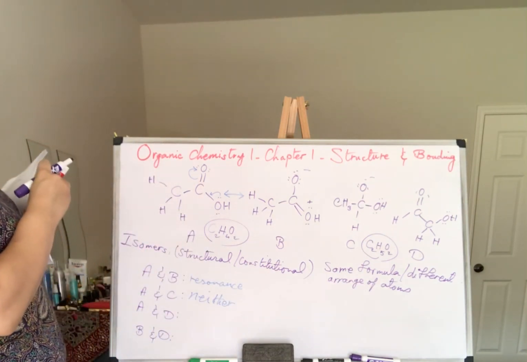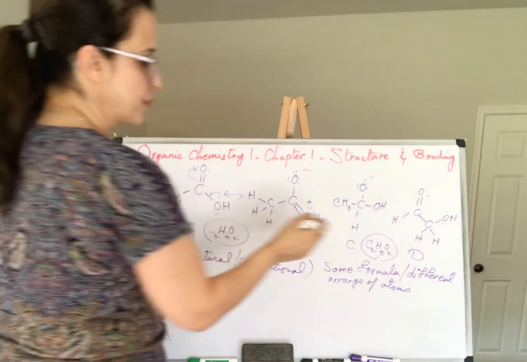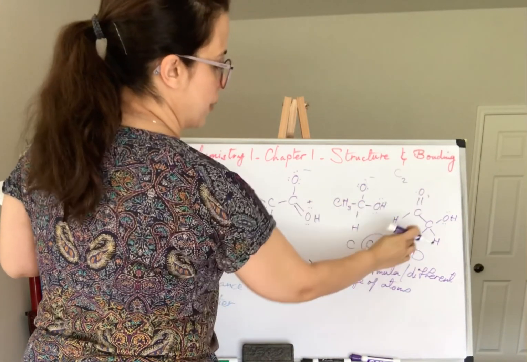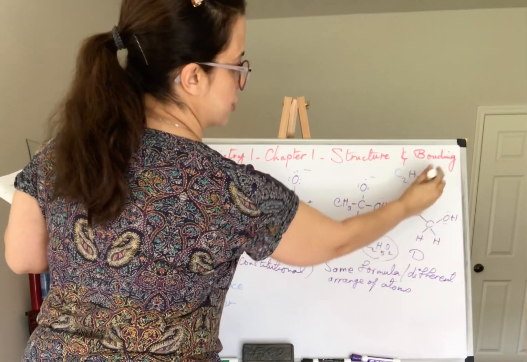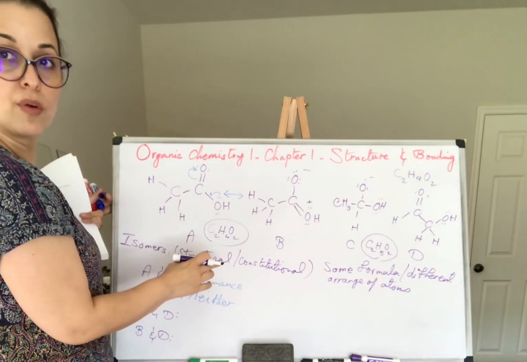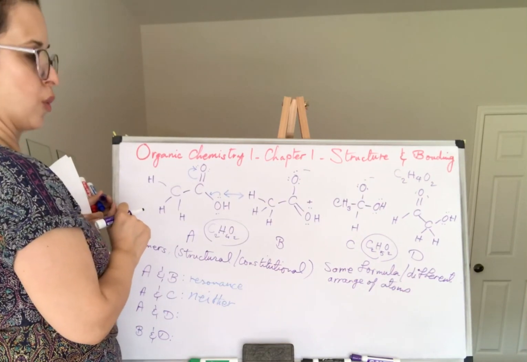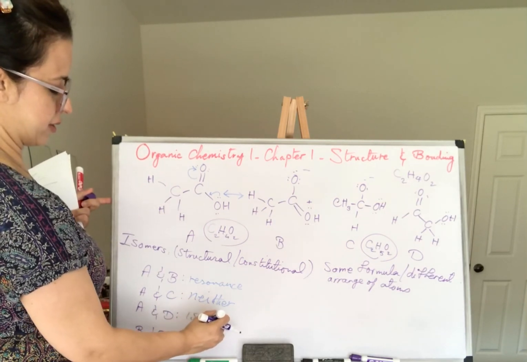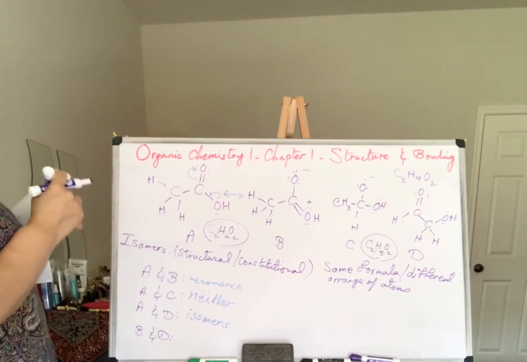Between A and D, let's see, the formula for D is C2. How many hydrogens? 1, 2, 3, 4. And how many oxygens? 2. So far they have the same formula, right? But is the arrangement the same? No. So they are isomers, structural isomers: the same formula, different arrangement of atoms.